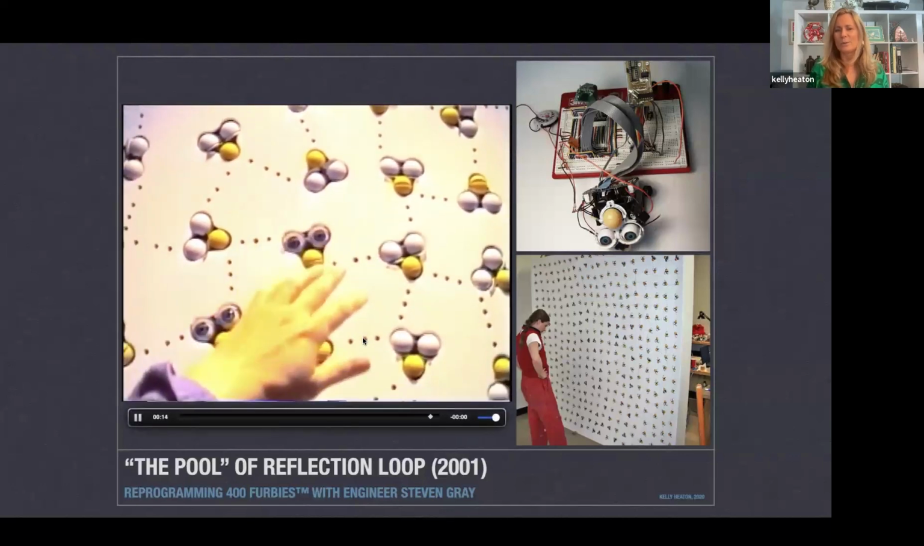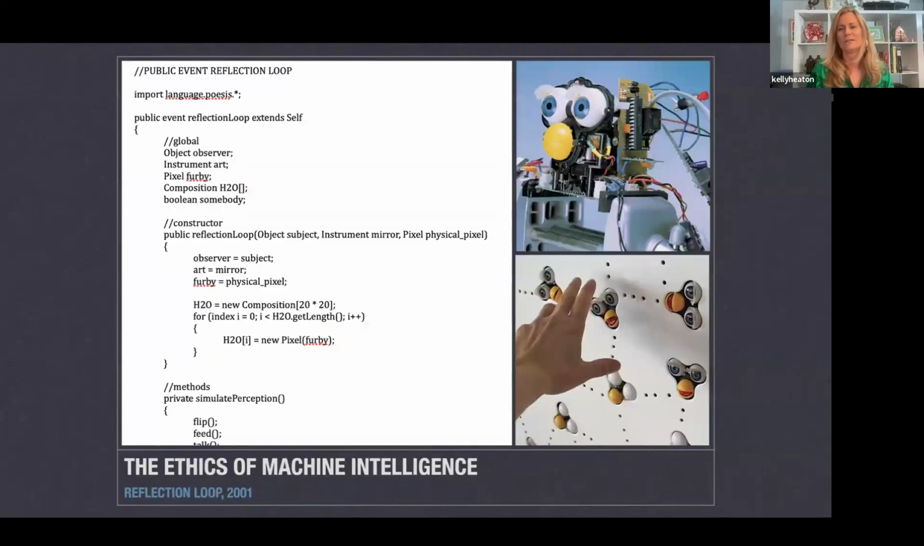So this was the piece being shown at the De Cordova Museum in 2001. And interestingly, this is also the same time period when Danny Rosen made his first wooden mirror. So as part of working on Reflection Loop, I got really interested in the idea of pseudocode as a poetic language and how I could use code to get into the mind frame, or to really think about the consciousness of machine intelligence.